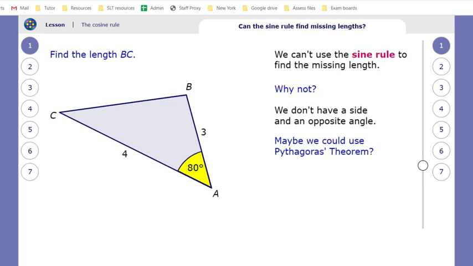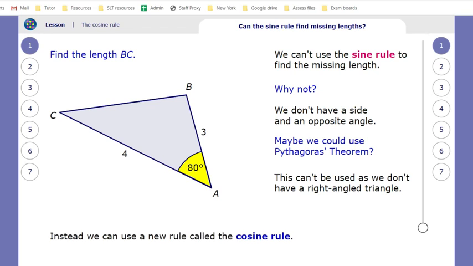Could we use Pythagoras' theorem? No, that is used for a right-angled triangle. This is again a formula for a non-right-angled triangle, so it's a much higher grade than it would be for Pythagoras to be able to find a missing side. So instead, this is where we can use our cosine rule.